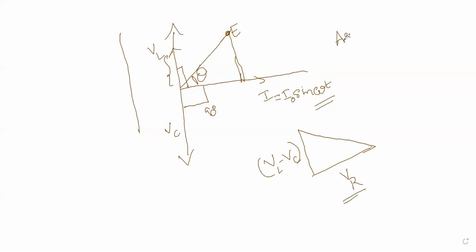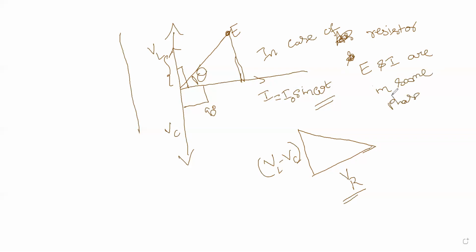Because in the case of resistor, E and I are in the same phase. So current and voltage for the case of resistor will be in the same line. But in the case of the capacitor and the inductor, the current and voltage will have a phase angle of 90 degrees, which we solved earlier.